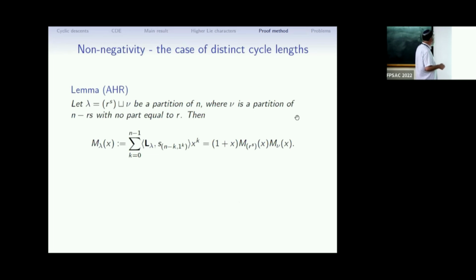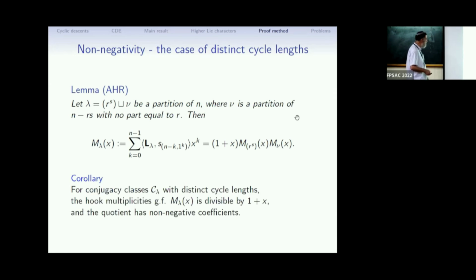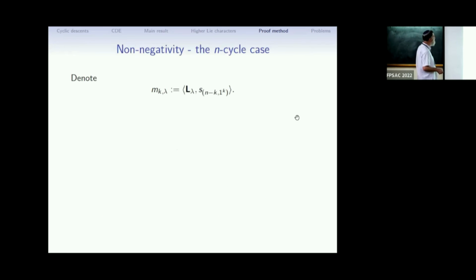If there are distinct cycles, there is a factorization lemma. If the partition is nu, and r to the s, where nu is free of parts of length r, then the factorization lemma proves the divisibility and non-negativity after dividing by 1 plus x. These are generating functions of hook multiplicities. So this is non-negative, and this is the easiest part.